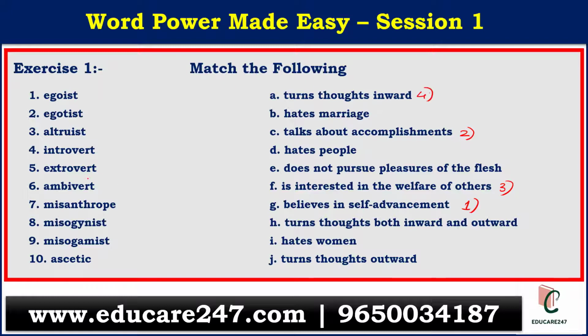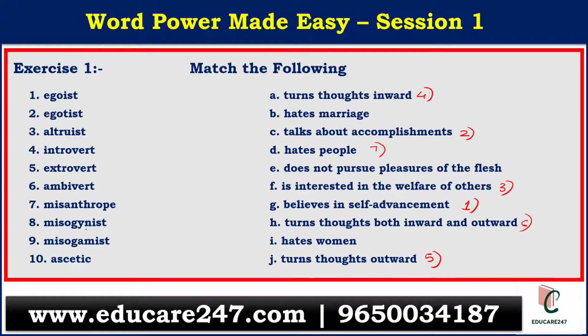Next word we have is extrovert. So it will obviously be opposite. So here we have J. So turns thoughts outwards. Next word we have is ambivert. So who is an ambivert? Is basically turns thoughts both inward and outward. Next word we have is misanthrope. Misanthrope is someone who hates humanity or hates people.